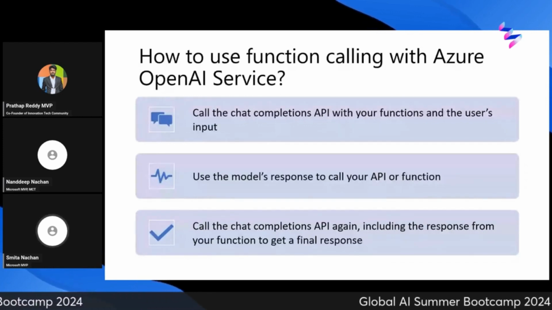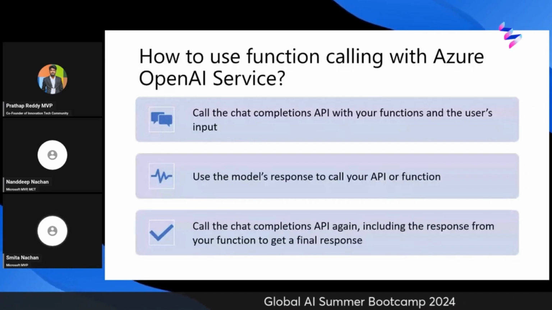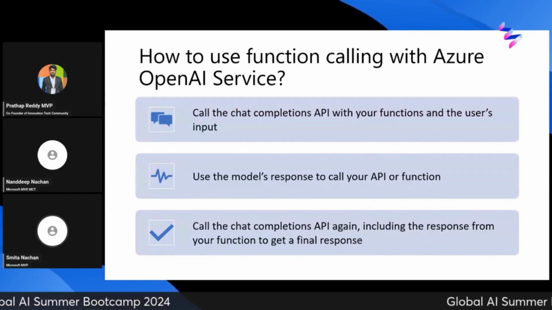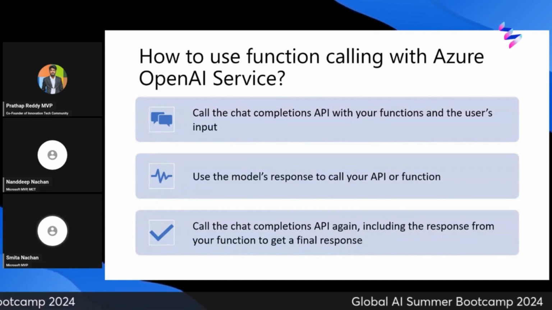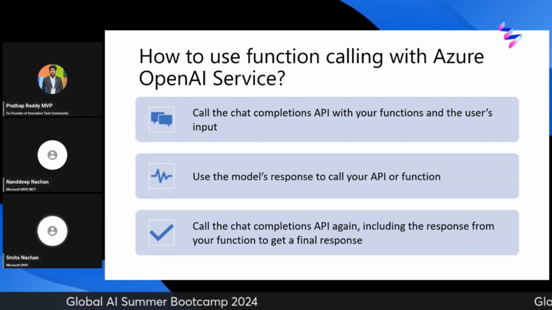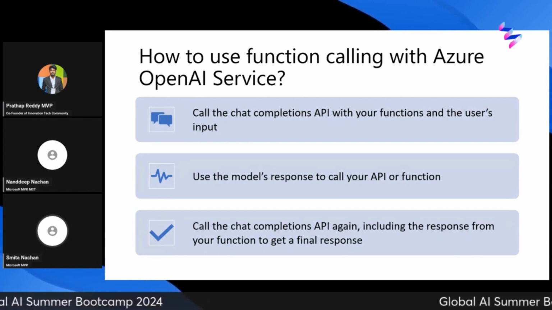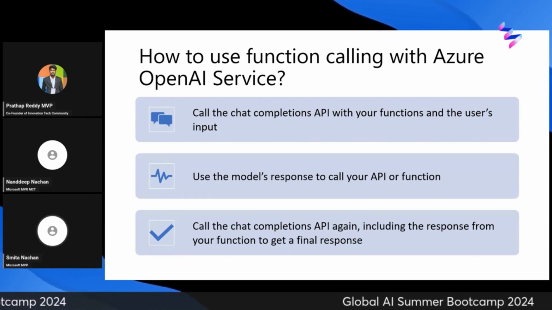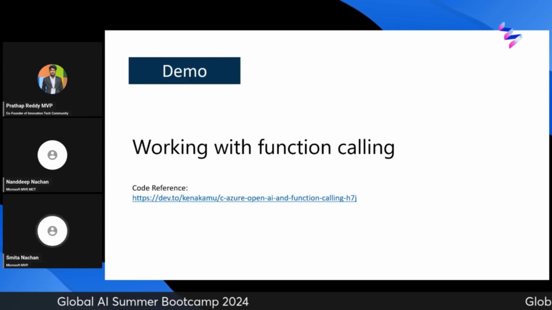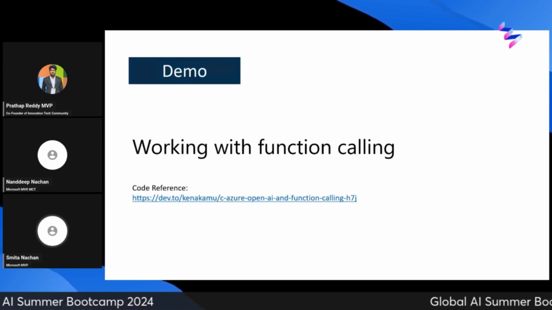At a high level, you can break down working with functions into three steps. The first one: call the chat completion API with your function and the user's input. The second: use the model response to call your API or function. And the third: call the chat completion API again, including the responses from your function, to get a final response. With that, let's see the demo for working with function calling.